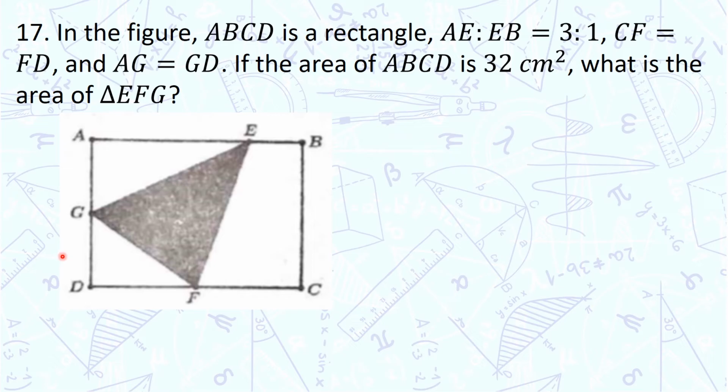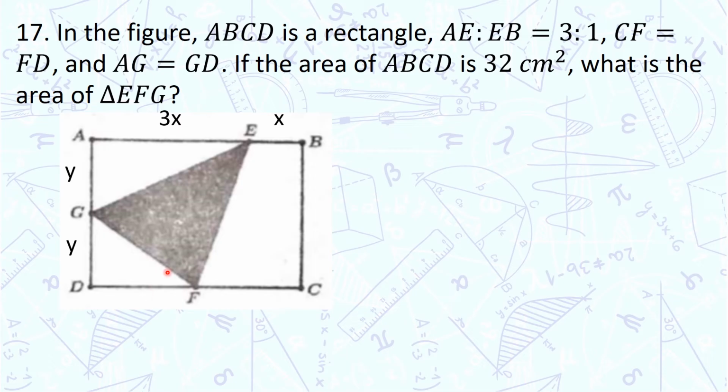Let us label the parts of the segments on the figure. Since AE to EB is equal to 3 to 1, let us have a scale factor x. So that will be 3x to x for AE to EB. And then CF is equal to FD. Also AG is equal to GD. Let us label them as y. They are both y's because they are equal.